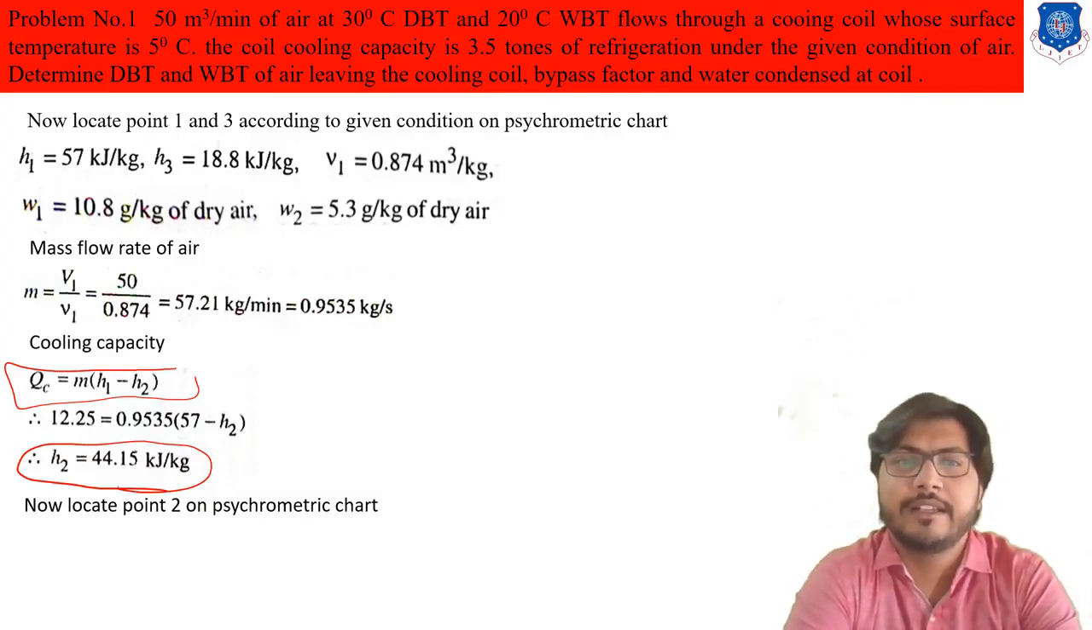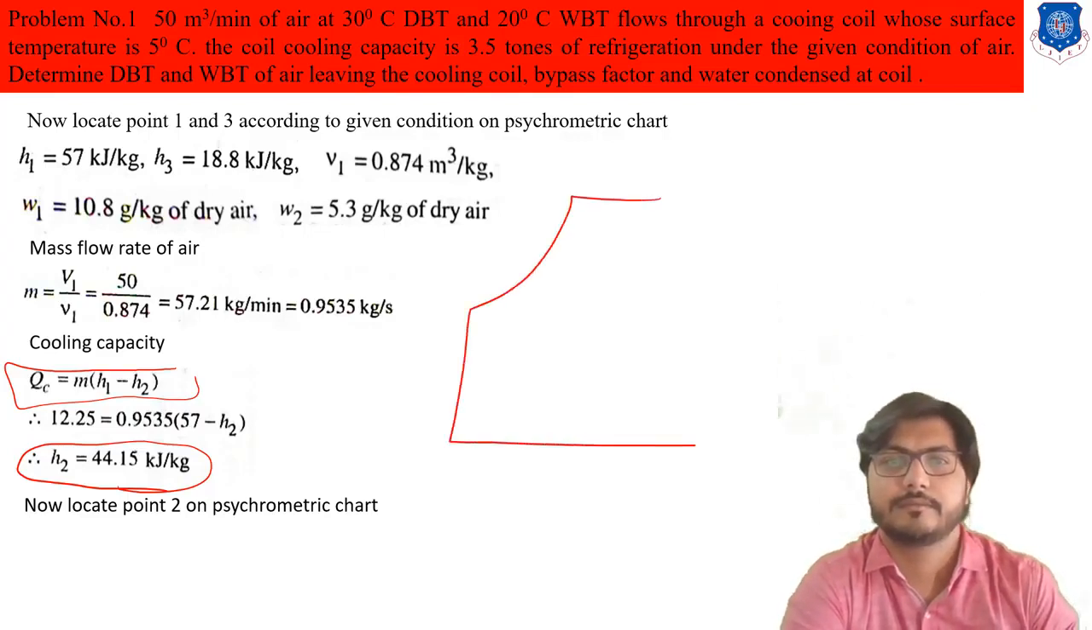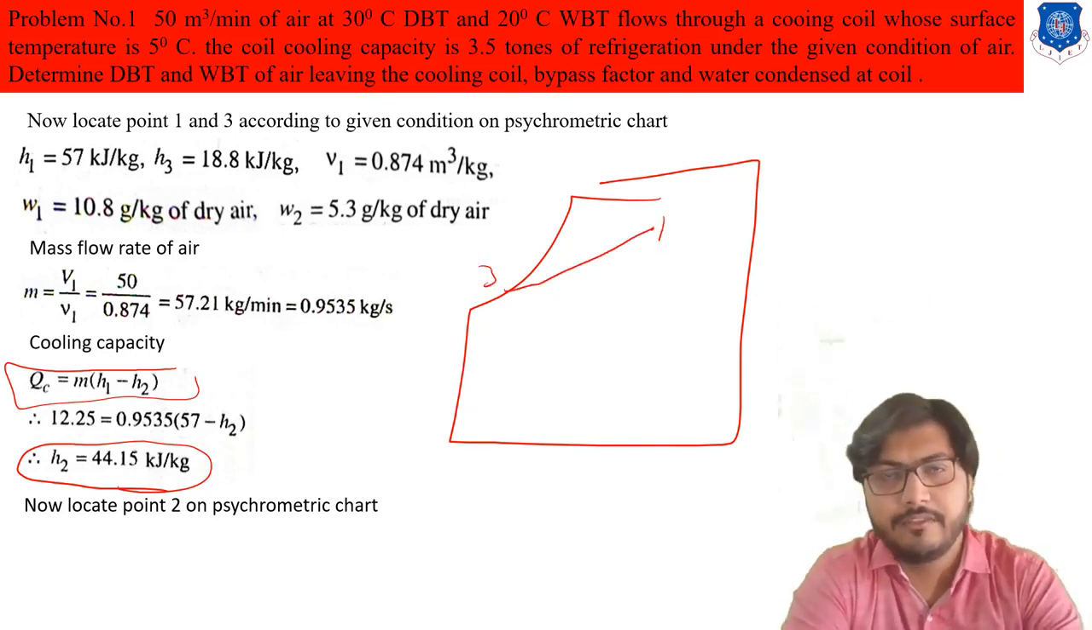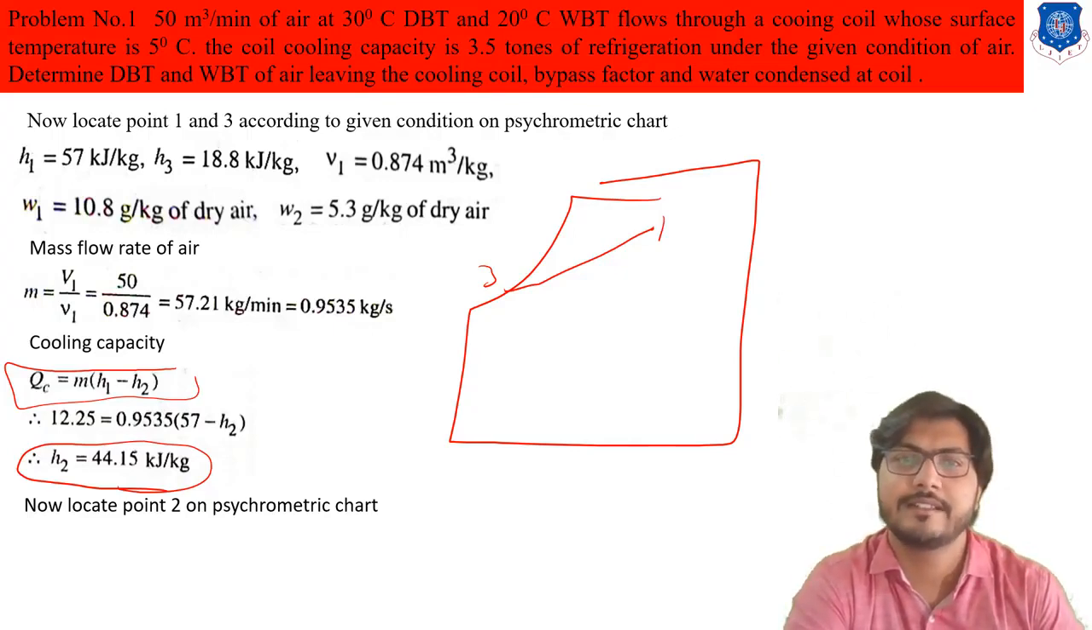So point 2 is located in the line, because we have already located points 1 and 3. So where is point 2? We know that the temperature of point 2 is always less than the coil temperature, because the bypass factor is calculated from 1 to 3. That's why point 2 lies here, because the enthalpy H3 and the enthalpy H1 are already calculated.